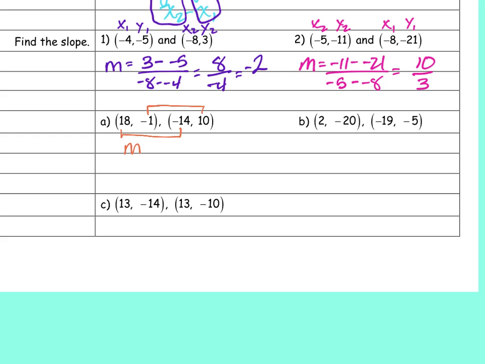So I've got m equals 10 minus a negative 1. And don't forget, there's always a negative. Just because this is negative, that's not your subtract sign, so I always have to put the subtract sign in there. And then I've got negative 14 minus 18. So minus a minus is plus, so that's 11 over negative 32.